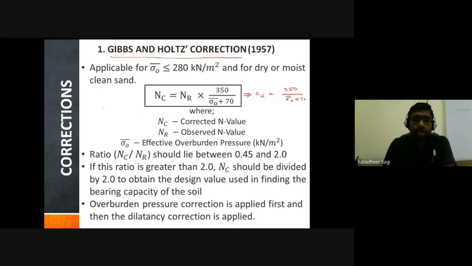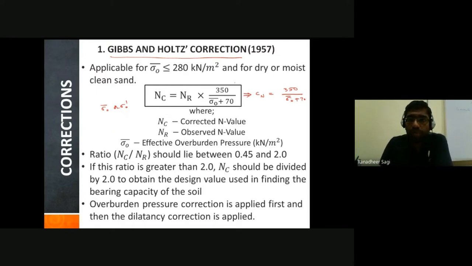This sigma naught with a bar at its head, or sigma naught dash, both are one and the same. What does that notation indicate? It indicates the effective overburden pressure, or the effective vertical stress in the soil at the depth where you performed your SPT test. If the SPT test is conducted at a depth of 2 meters below the ground surface, how much is the effective vertical stress at that depth? That is my effective overburden pressure.